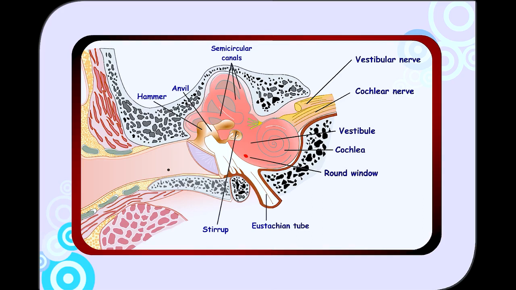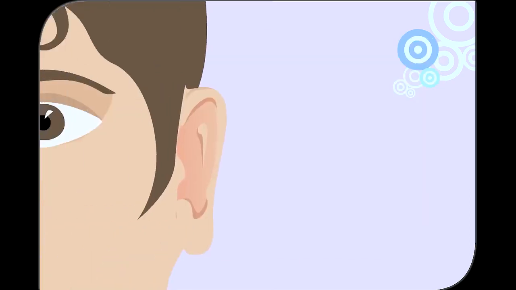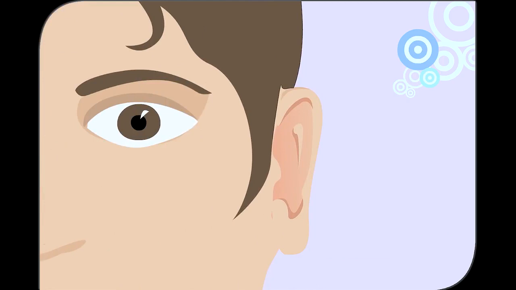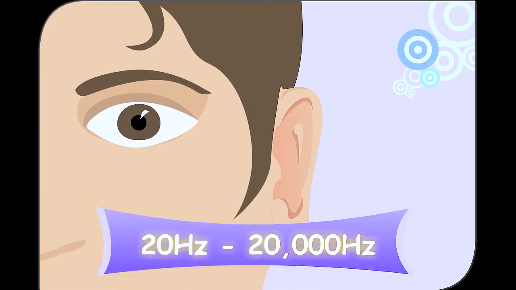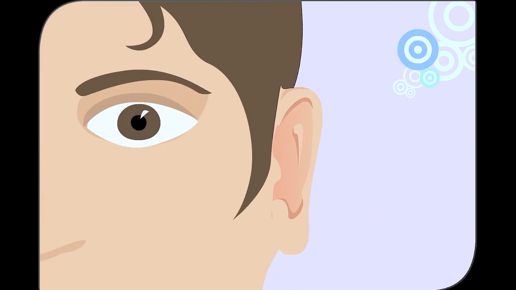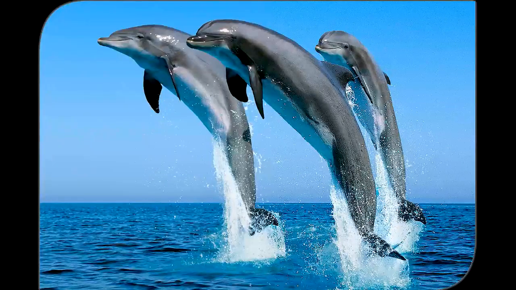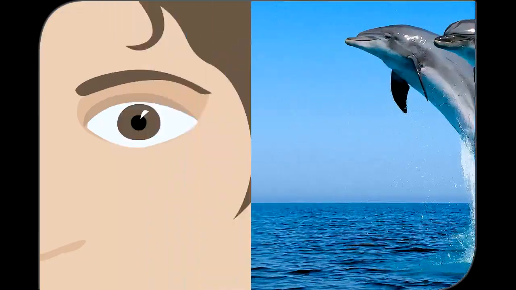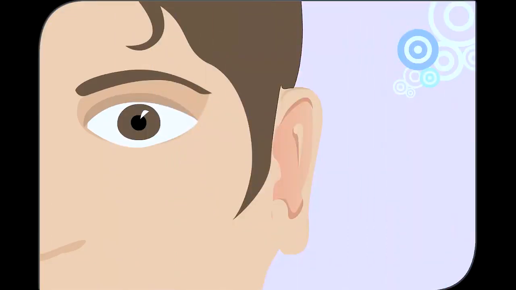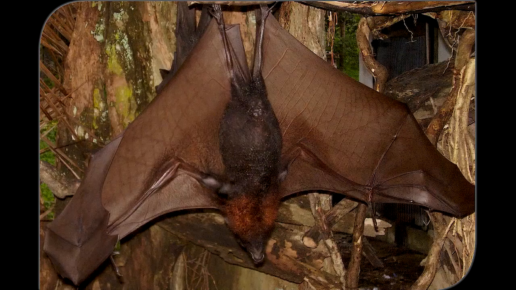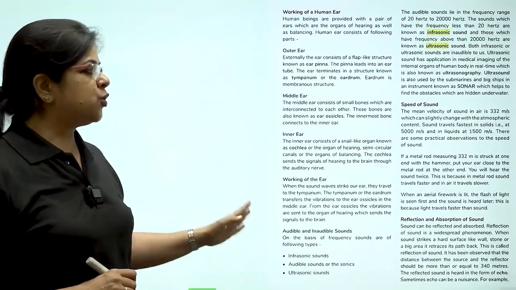Sound is heard by us in the following way. The human ear can hear sounds having a frequency that lie between 20 Hz and 20,000 Hz. This is called the audible range of the human ear. Inaudible sounds with a frequency less than 20 Hz are called infrasonic sounds. Whales and dolphins produce infrasonic sound. Inaudible sounds with a frequency more than 20,000 Hz are known as ultrasonic sounds. Bats produce ultrasonic sounds. So we have understood the working of the human ear.